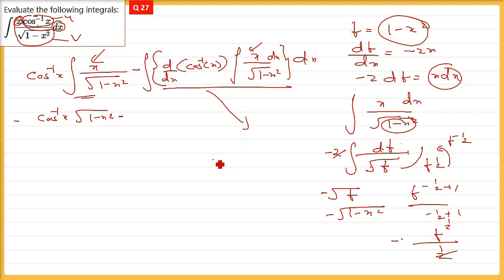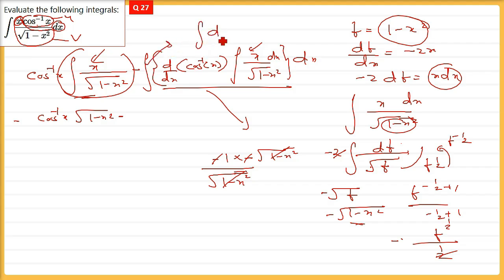What is cos inverse x differentiation? It's negative 1 by under root 1 minus x square. And what was the integration here? It was negative under root 1 minus x square. Now this negative will become positive. Under root 1 minus x square, because it is in the numerator and denominator also, we can cancel it. Only integration of dx will remain. So only x will come, plus constant of integration. That's your final result.